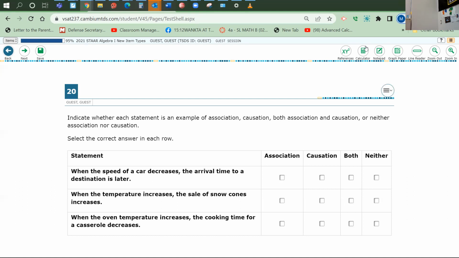Now, what you've got to remember is this: when there's causation, there's also association. So just remember that. If you have causation, you're going to have association. So just make sure you pick both.